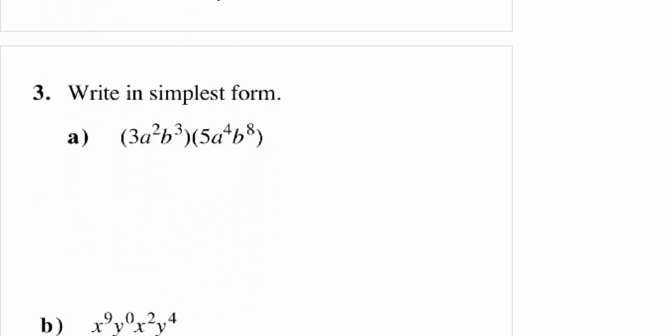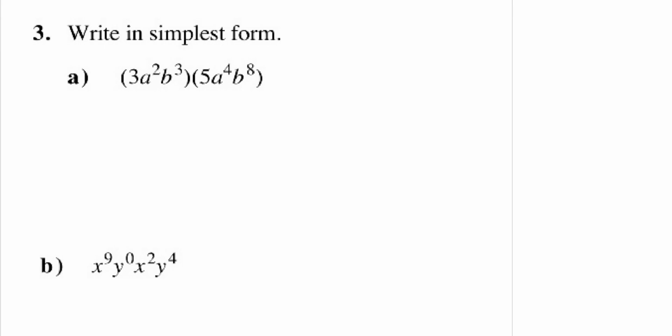All right, let's move on to question number 3. So write in simplest form here. So just a few more combination questions here, but the rules are generally the same, right? You multiply the numbers with the numbers and the variables with the variables.